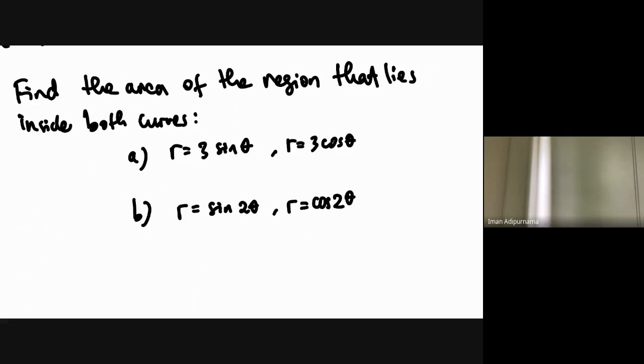So number B is sine 2 theta and cos 2 theta. It's actually the same identical rose curve, but in a different position. So actually you can use the symmetrical approach. In any case, for most polar curves you can simplify the formula by using the symmetrical approach, because that way the calculation is much simpler.